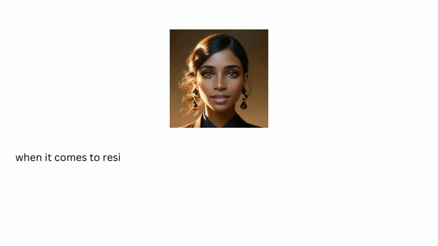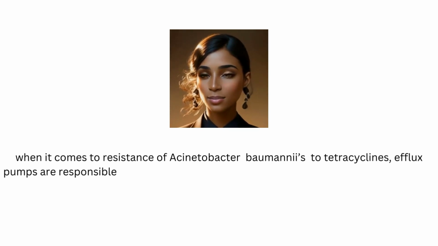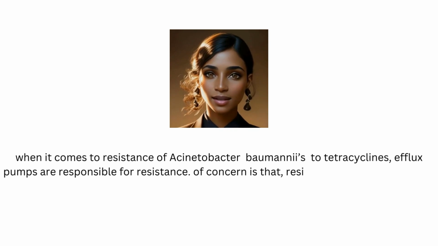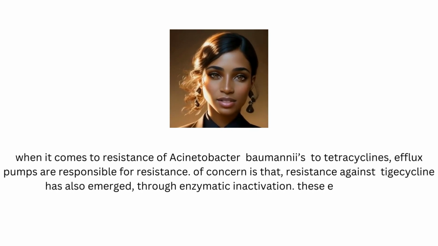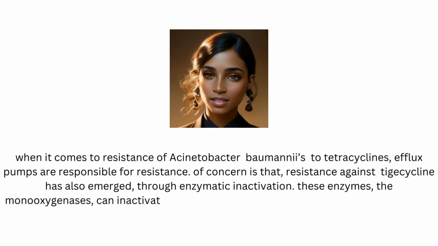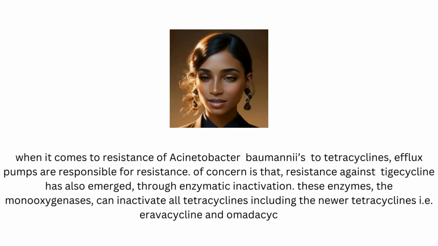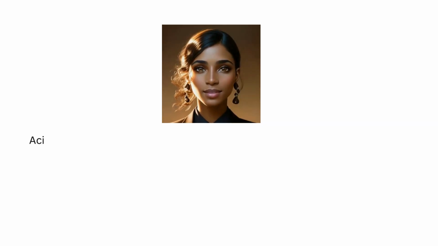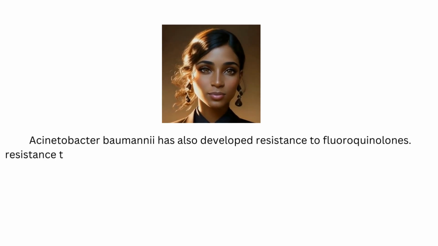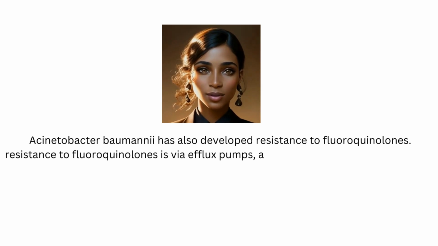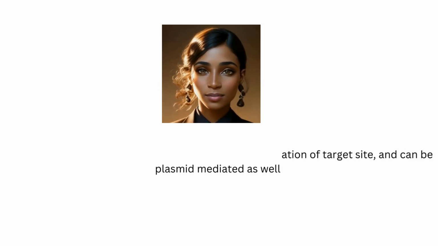When it comes to resistance of Acinetobacter baumannii to tetracyclines, efflux pumps are responsible for resistance. Of concern is that resistance against tetracycline has also emerged through enzymatic inactivation. These enzymes, the monooxygenases, can inactivate all tetracyclines, including the newer tetracyclines, i.e. eravacycline and omadacycline. Acinetobacter baumannii has also developed resistance to fluoroquinolones. The resistance to fluoroquinolones is via efflux pumps, alteration of target site, and can be plasmid-mediated as well.